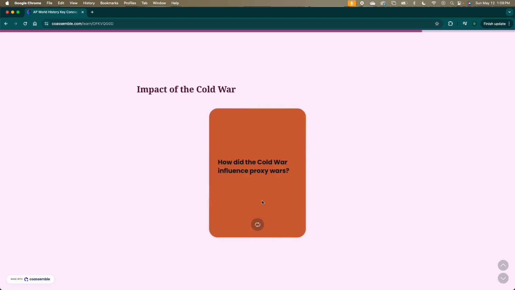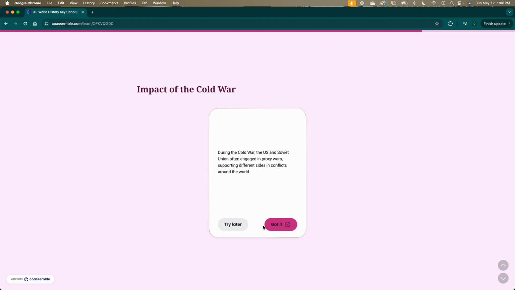And finally, how did the Cold War influence proxy wars? Oh, not finally, there's one more. During the Cold War, the US and Soviet Union often engaged in proxy wars, supporting different sides in conflicts all around the world. So this was bigger than just the US and the USSR, and they would try their best to get involved. The US had the policy of containment, past things like the Eisenhower Doctrine and the Truman Doctrine, which were all to stop the spread of communism.